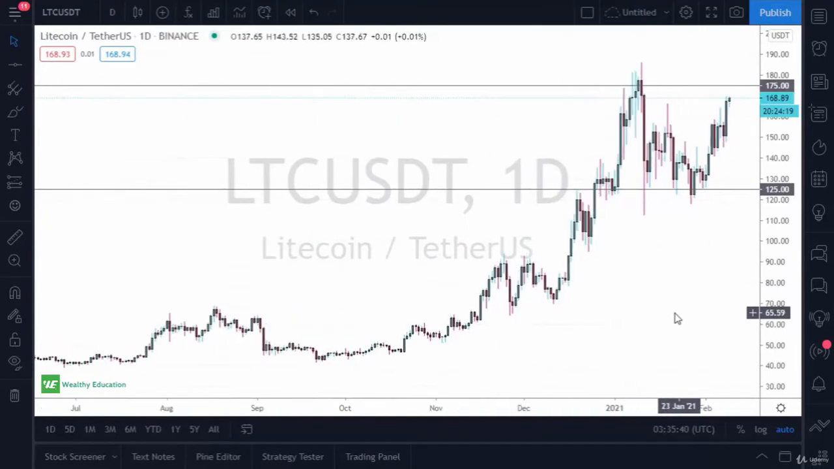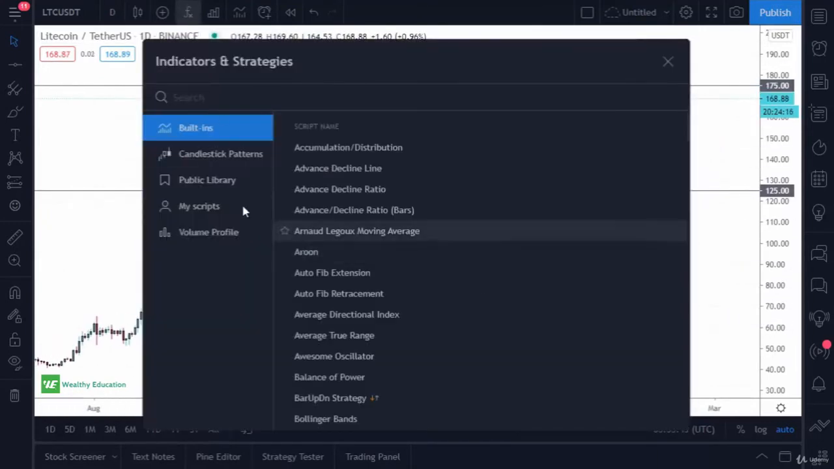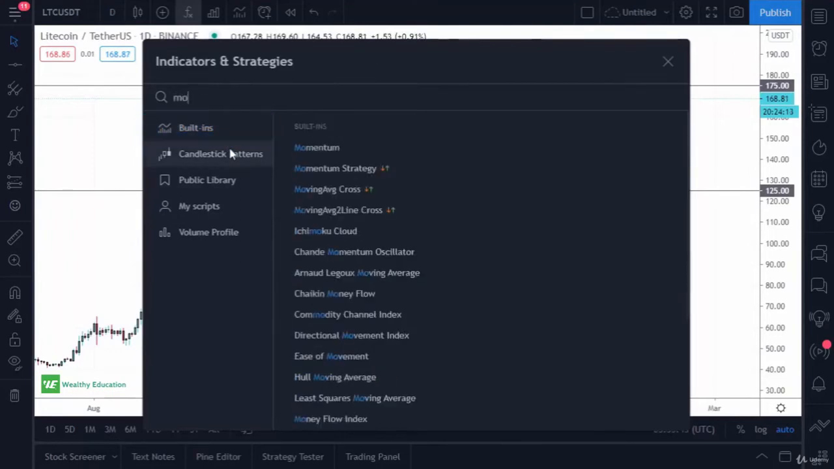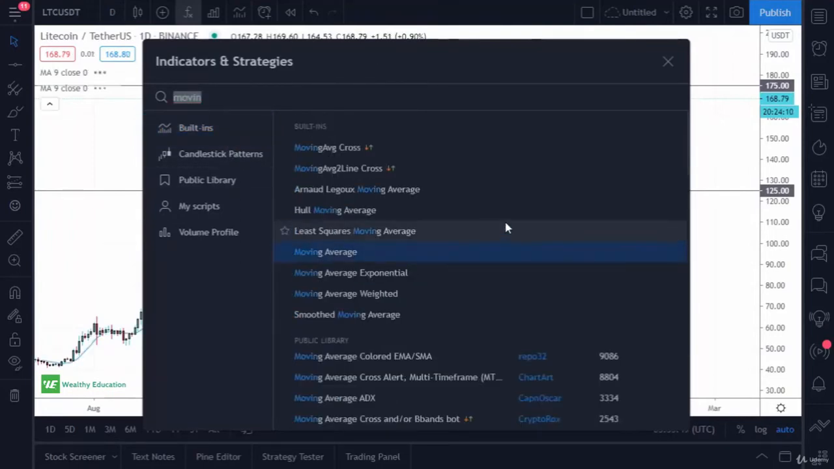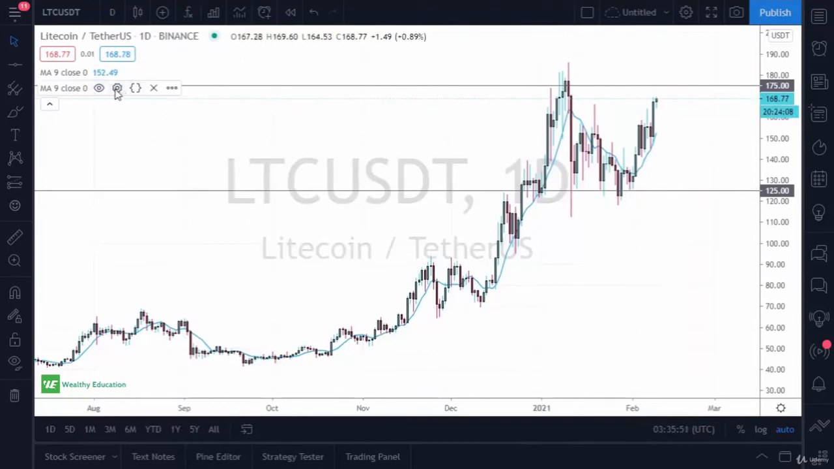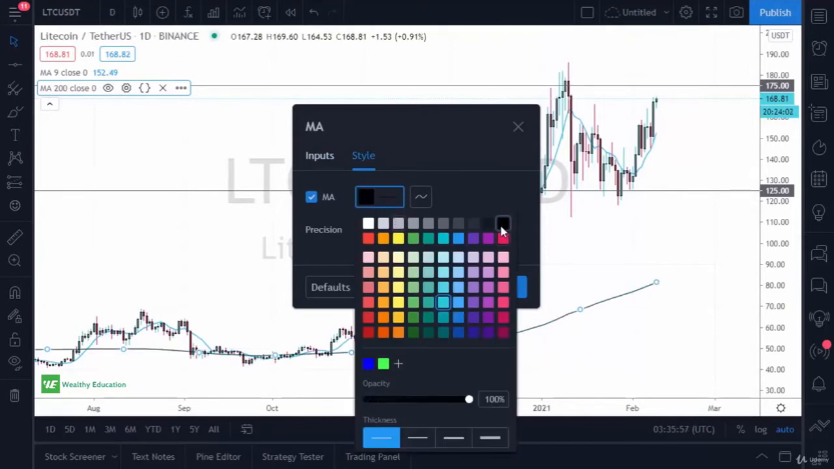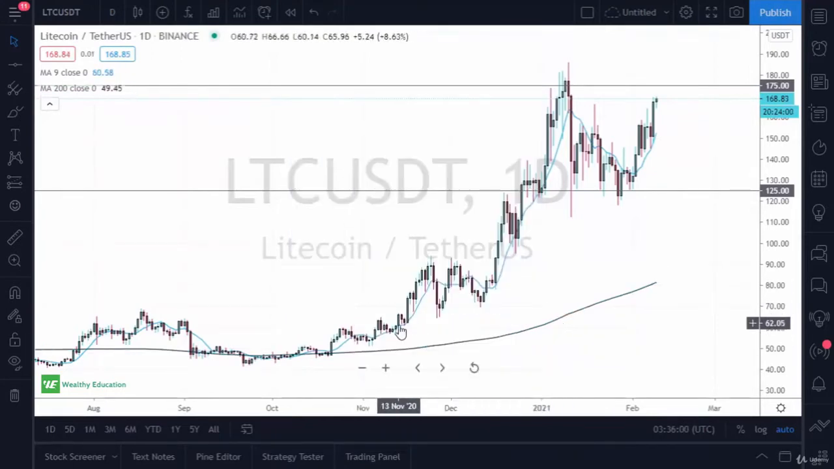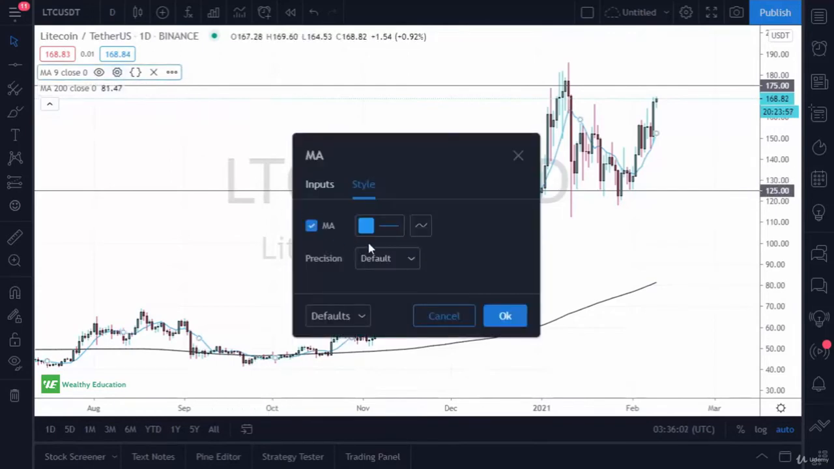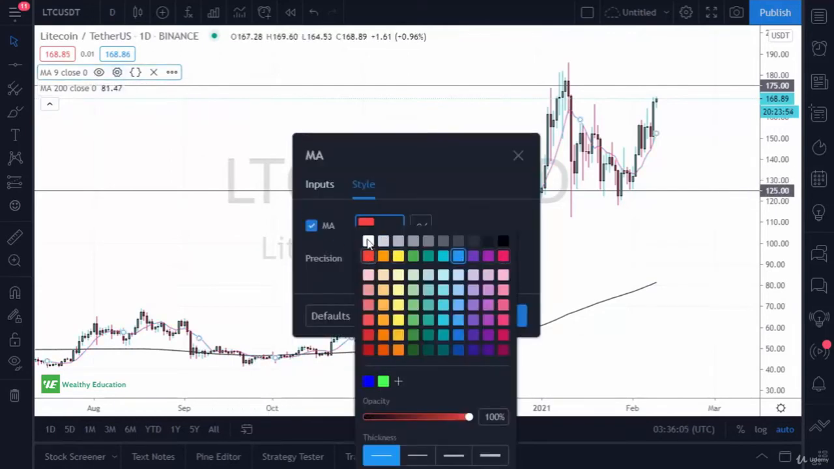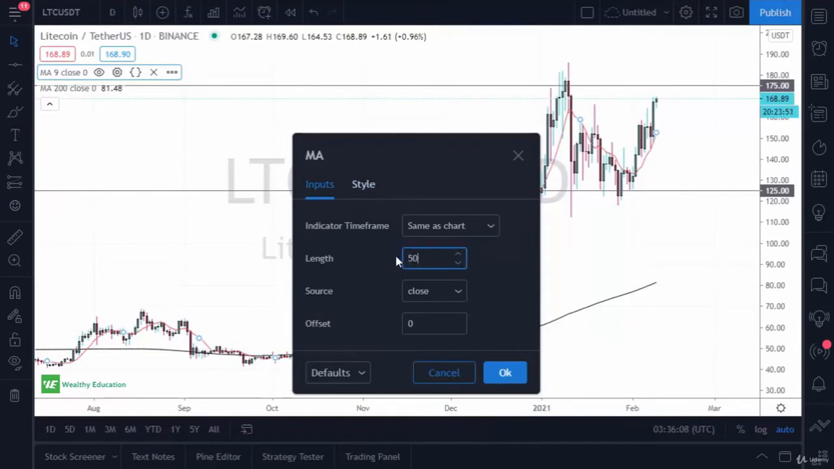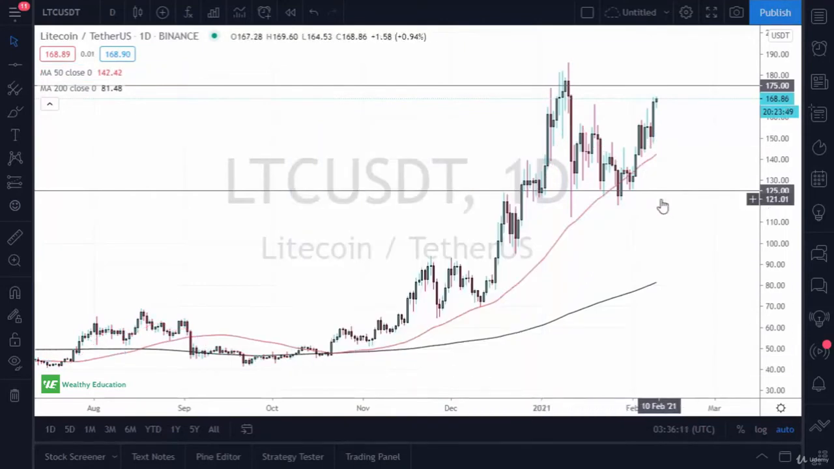So when we look at this structure on the daily, let's go ahead and put in our moving averages. This is the 200. We'll make this black. You can see we are well above it. And this is your red 50-day EMA. And you can see it's actually right below the most recent action. So this is very interesting. We can see right away where that comes into play.